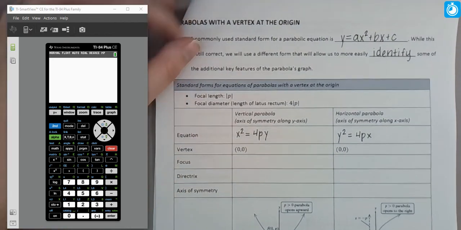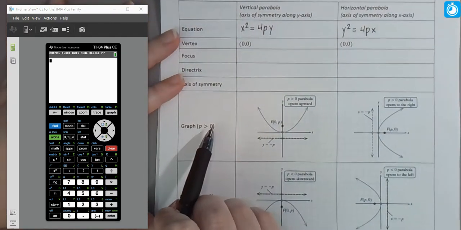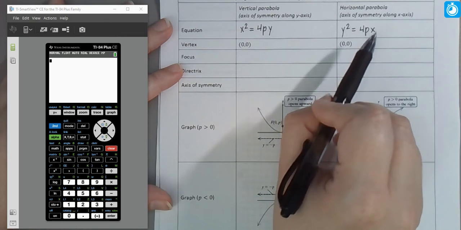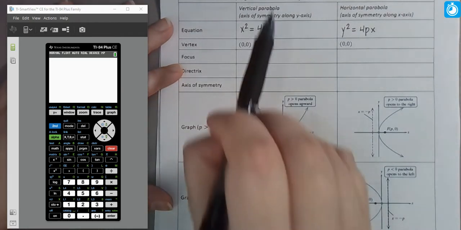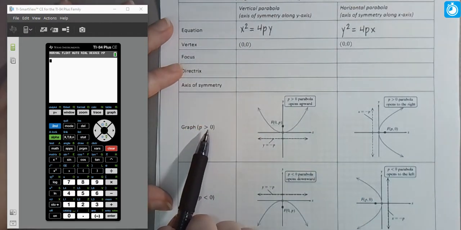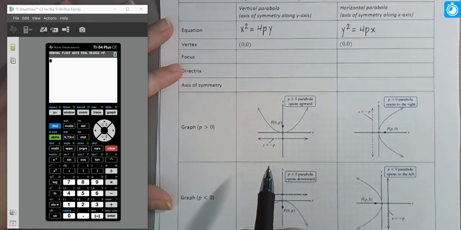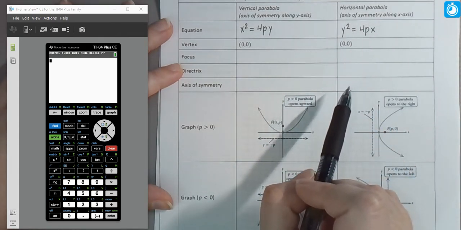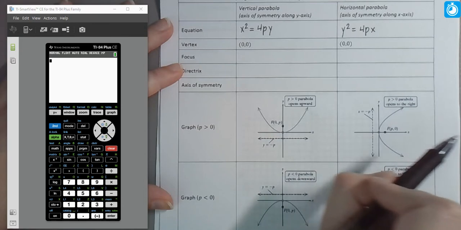Now, the orientation of the graph is determined by this value for p. So if p is greater than 0, in other words, we have a coefficient that's going to be positive, that means we're going to open in the positive direction, whatever that means for something vertical, whatever that means for something horizontal. So if we're talking about a vertical parabola and p is greater than 0, that means our graph is going to open upward. It's going to open in the positive direction vertically. Now if we have a horizontal parabola and our coefficient is positive, which means p is positive, we open to the right, which means in the positive direction horizontally.